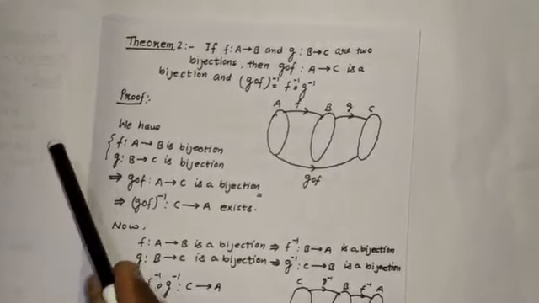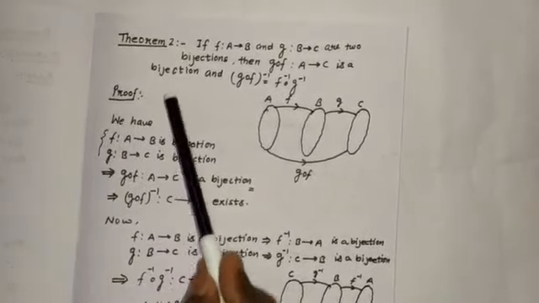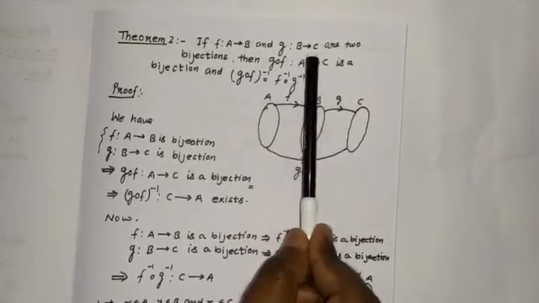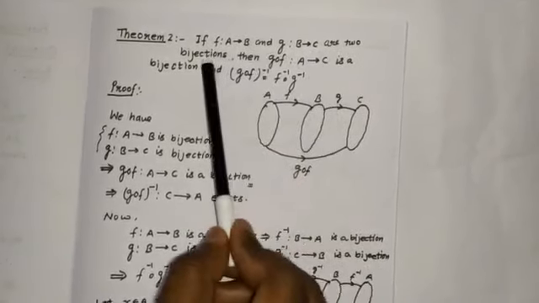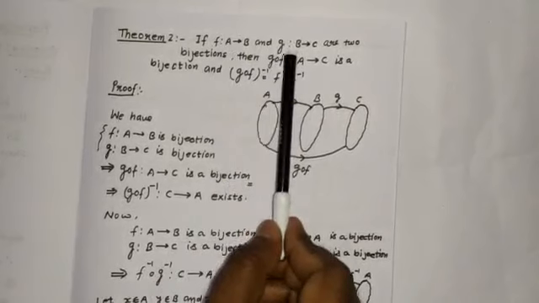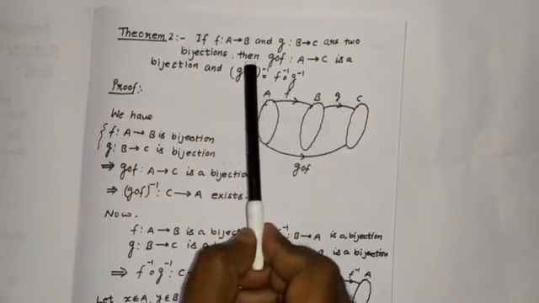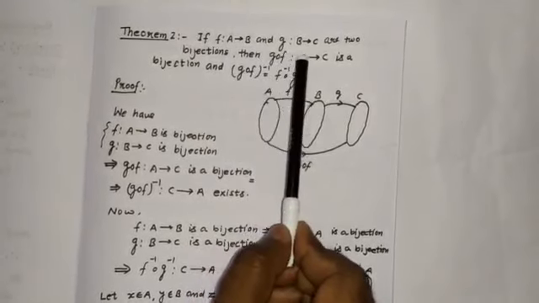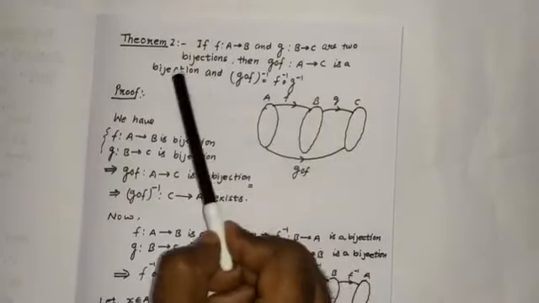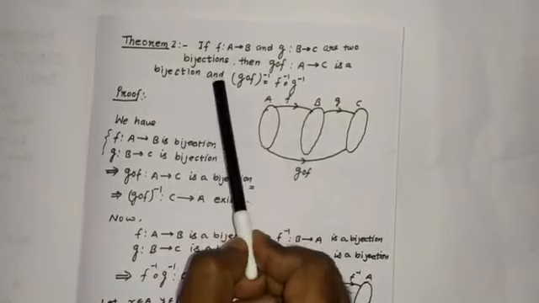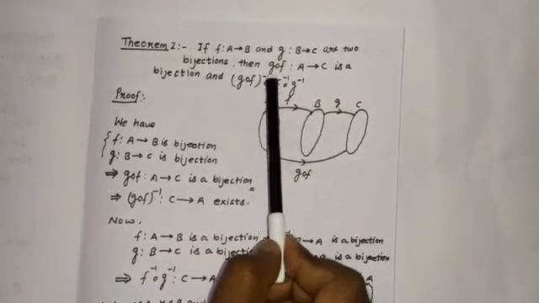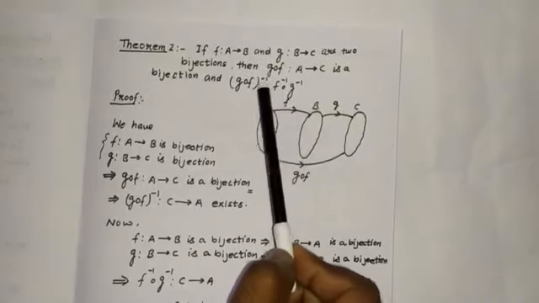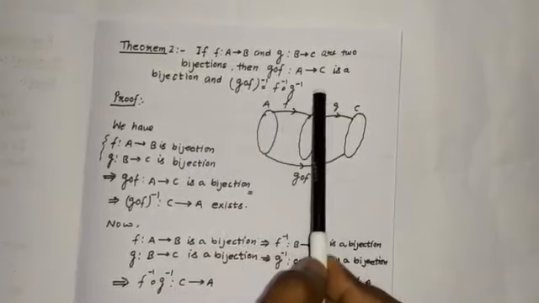Now we have the second theorem related to the inverse of a function. If f maps from A to B and g is another function which maps from B to C, and both are bijections, meaning both functions are one-one and onto, then g of f, the composition of functions g and f which maps from A to C, is a bijective function, and (g of f) inverse is equal to f inverse of g inverse. This theorem is very important for the board exam.